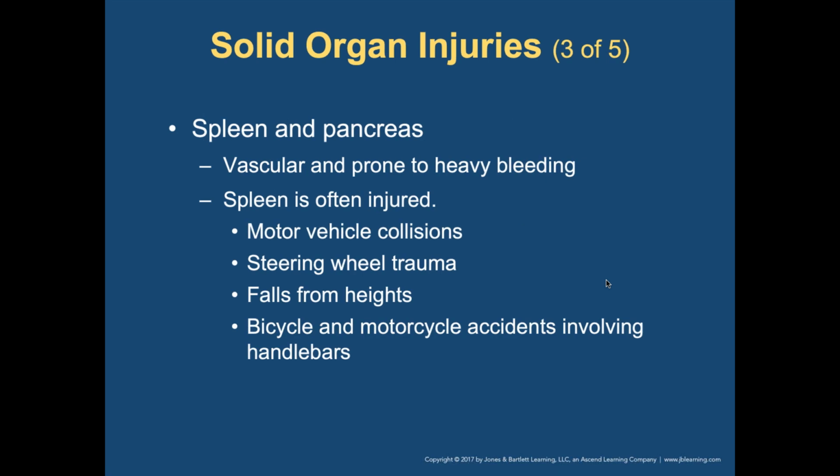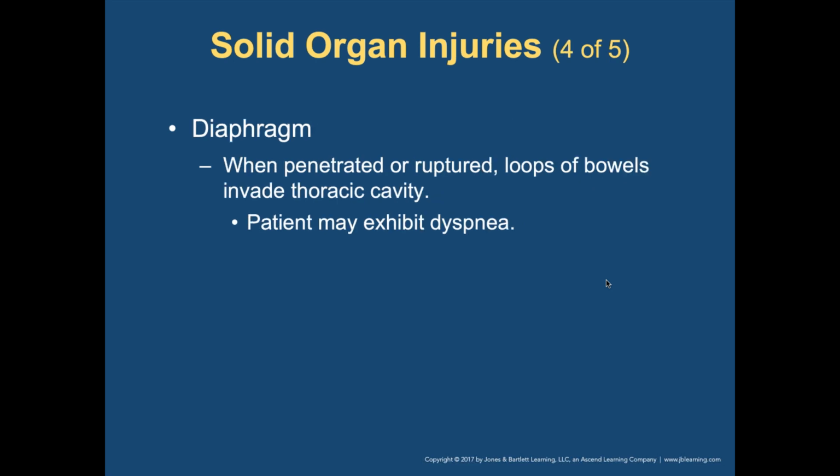All right, so the spleen and the pancreas are very, very vascular. Both are very prone to heavy bleeding when fractured, lacerated, or punctured. The spleen is often injured from MVCs, steering wheel trauma, falls from heights, bicycle impacts, going over the handlebars, ATVs too. Don't forget about that. Just because it says bikes, think about anything else that has steering wheels, snowmobiles. Those of us in the South don't ever know what they really look like. We just see them.